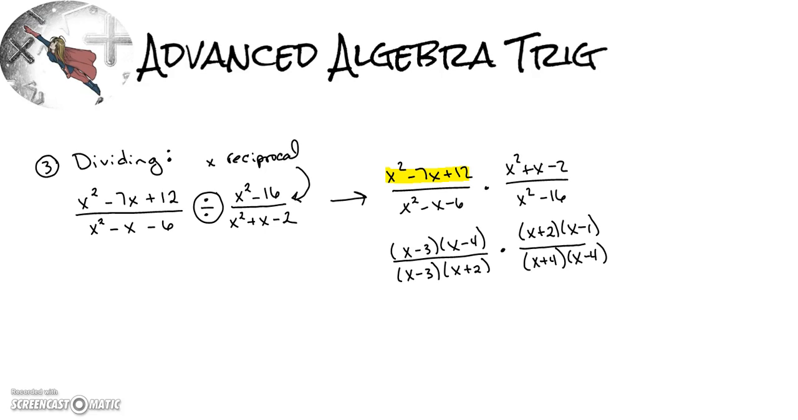And then you can cancel anything that's on the top and also on the bottom, even if they're far apart like this. X minus 4, those can cancel. X plus 2, those can cancel. And right there, x minus 3, those can both cancel. And then you just rewrite whatever you're left with. So you have x minus 1 over x plus 4, and that's your final answer.